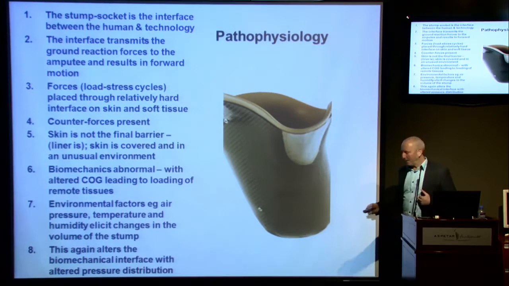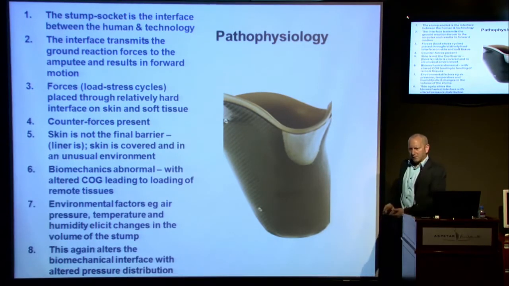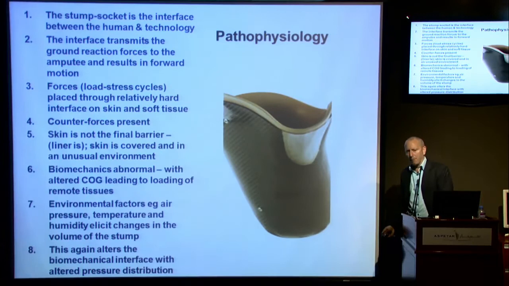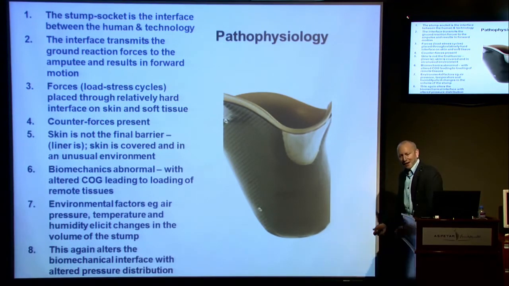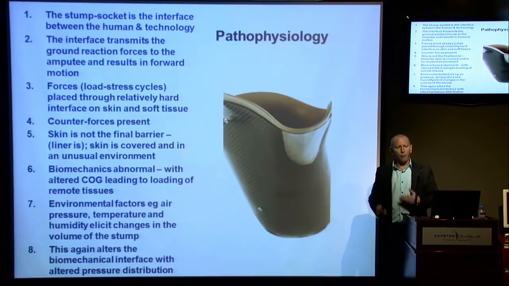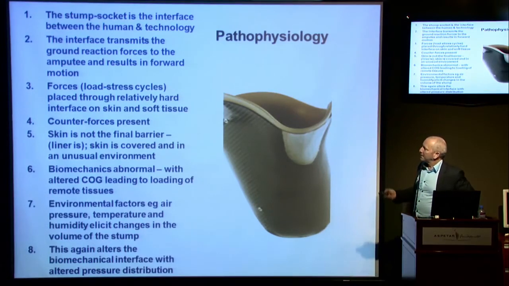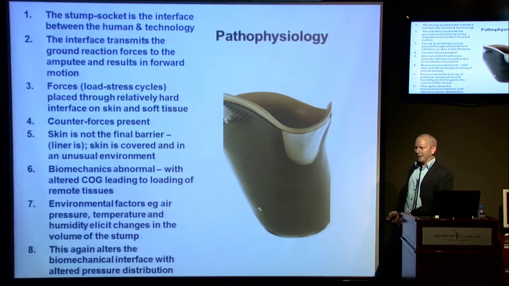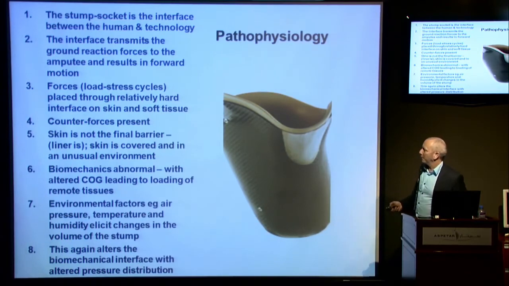Now remember that somebody who's putting their leg into this socket, that piece of skin at the bottom of the stump becomes the sole of the foot. And the skin here is totally different to the sole of the foot. So that is one of the reasons why you're actually getting problems in this area. The skin is not the final barrier. The liner is, therefore this liner is enclosing the skin in a strange environment. The body is not used to this environment.